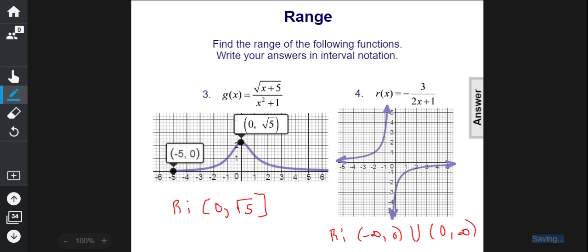If you weren't sure what this value was, you can always use your calculator. You can home in on this value. But again, a lot of times you can do this by reasoning, but eventually you're going to need some calculus to actually get you a value without using the graph.